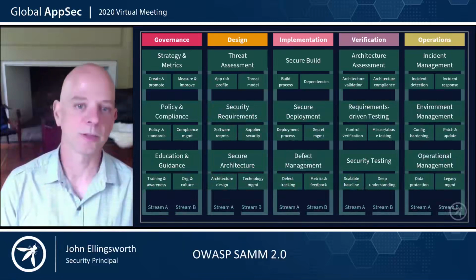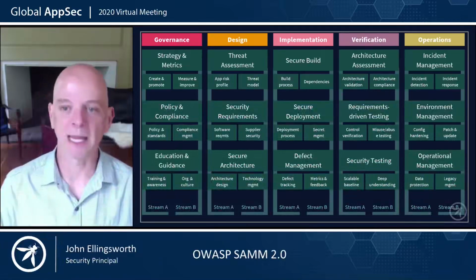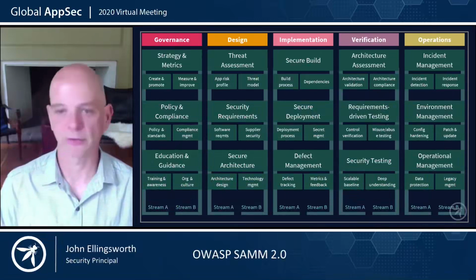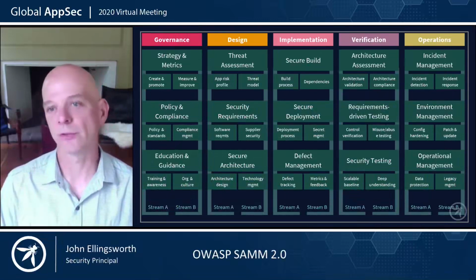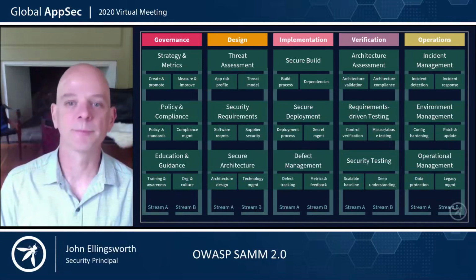So secure build, we have build process, secure deployment process, and defect management, defect tracking. And so each of these streams have been added to the 2.0 version, which, as I mentioned earlier, allow you to focus on specific objectives within those business functions and achieve maturity levels specific to your organization.